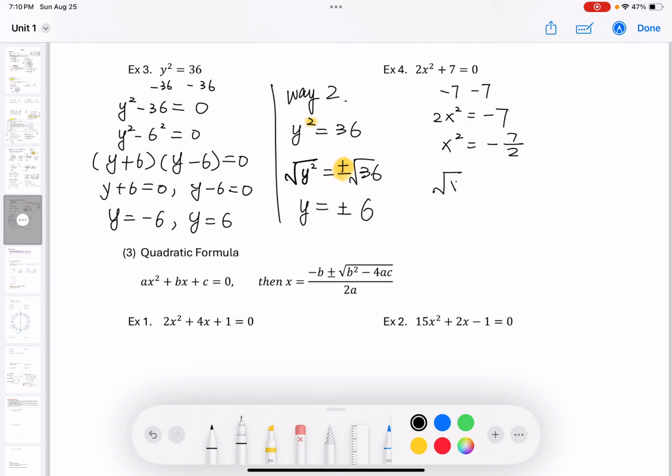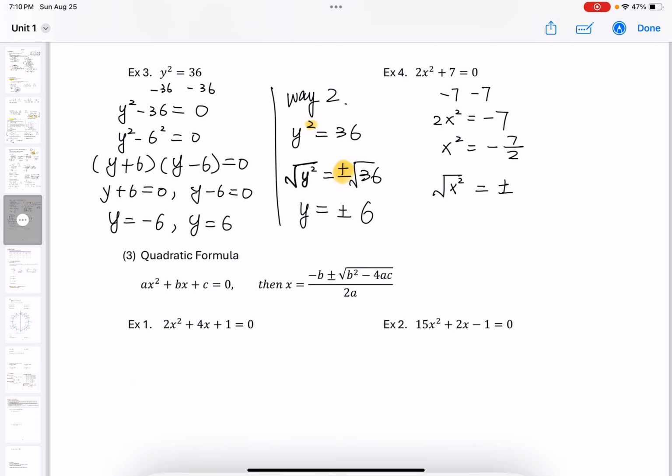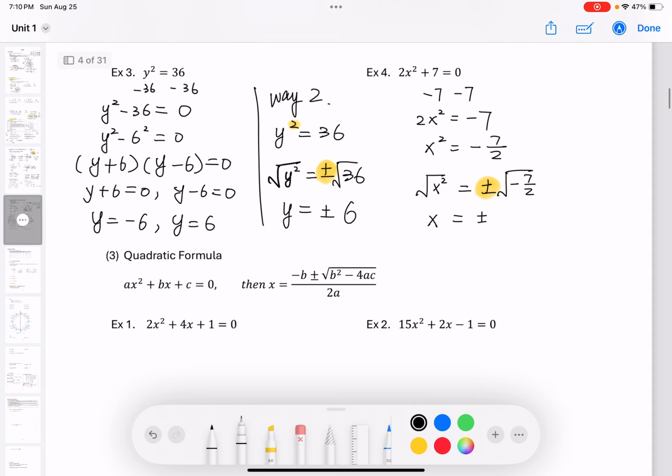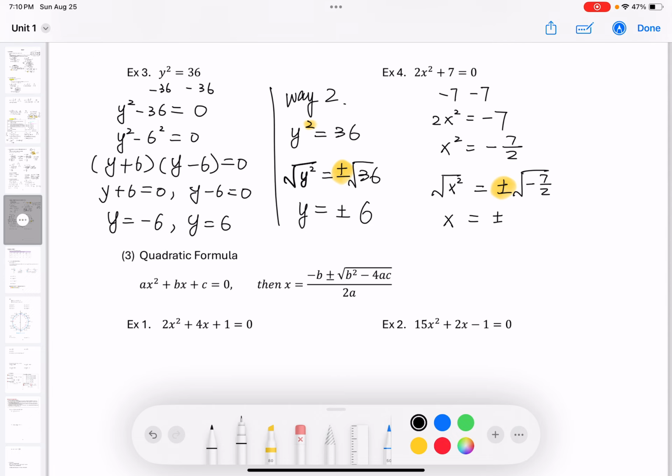Then take the square root of both sides. Don't forget our plus or minus sign. Square root of negative 7 over 2. Don't forget this. Now we have x isolated. But one thing is very interesting, because we have a negative sign here. Oh, interesting. We have a negative sign here. What should I do? This is not a real number.